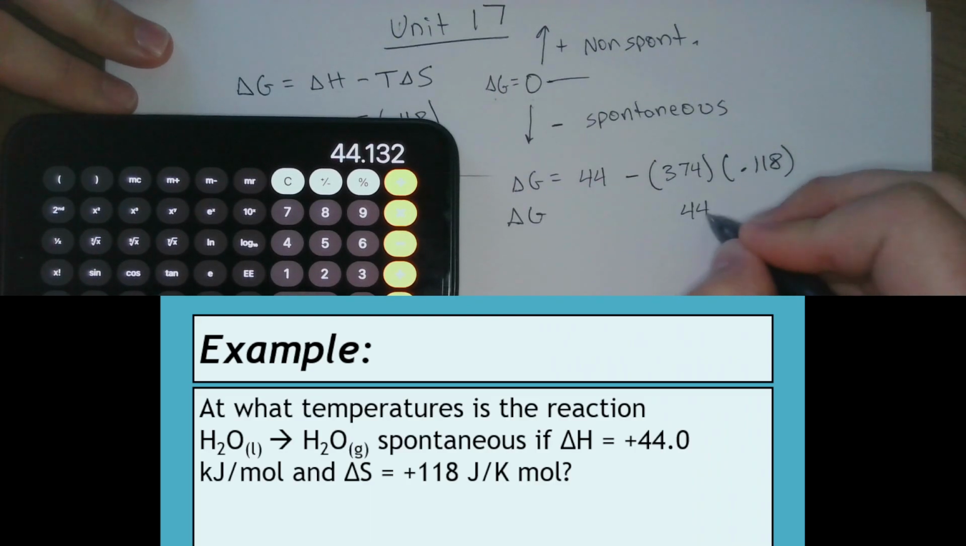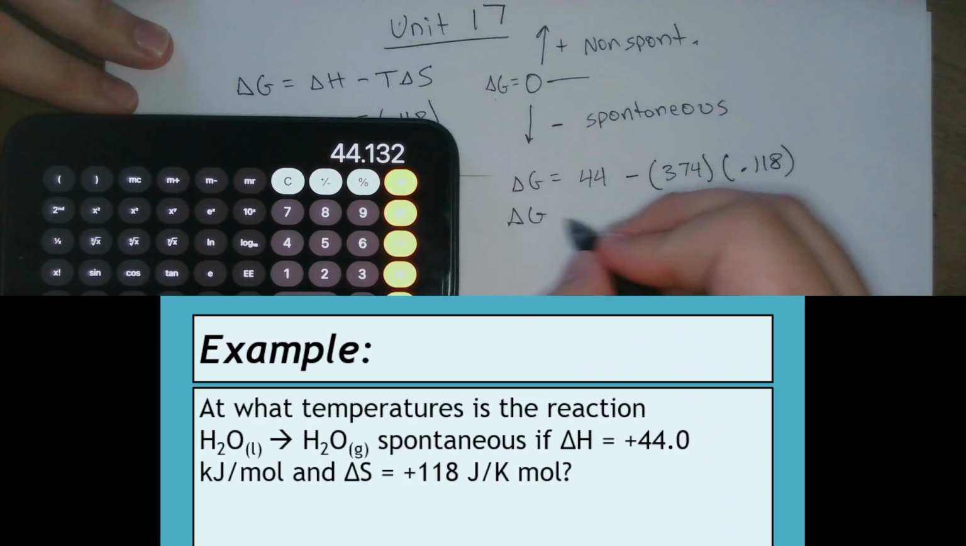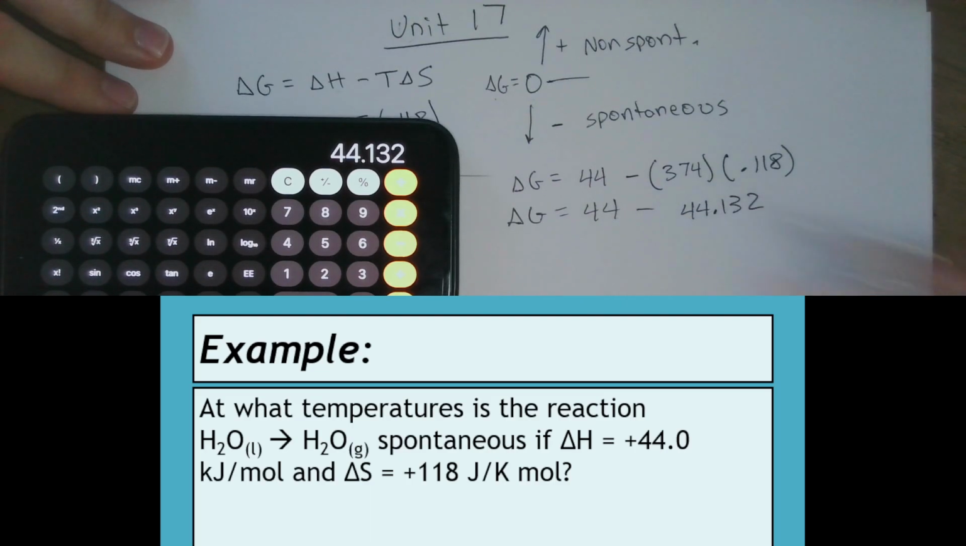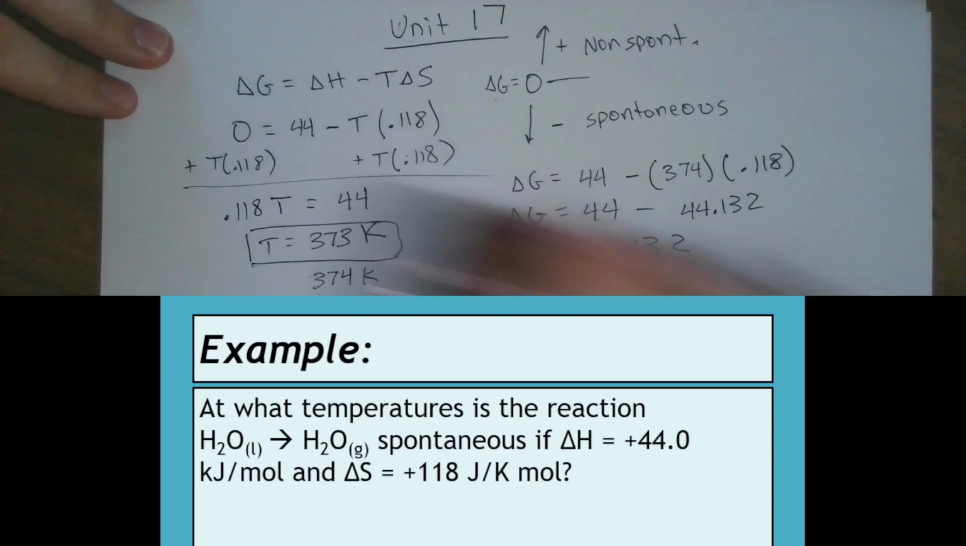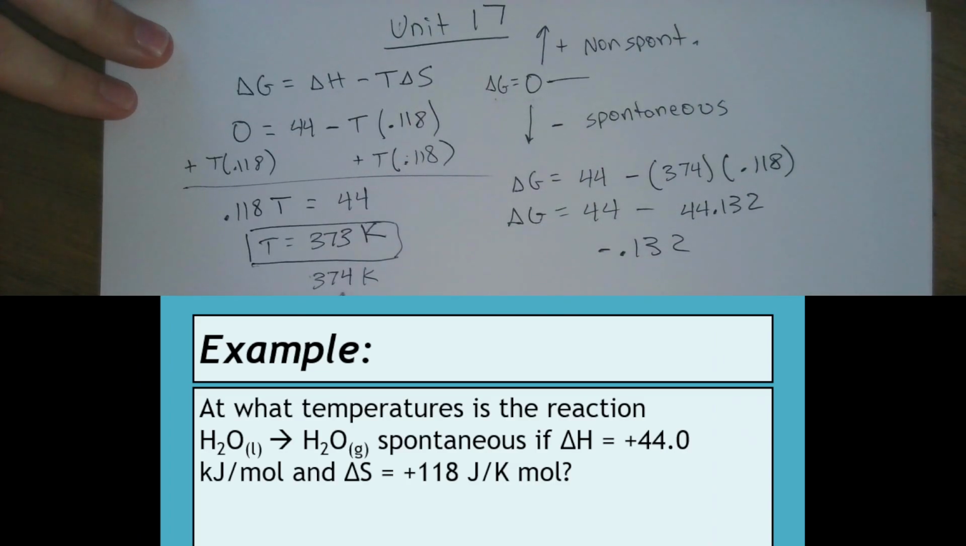is 44.132. So I have 44 minus that. This would be a negative 0.132. At 374, the reaction is spontaneous because this is negative. Okay, so that kind of proves our answer. We checked our work by plugging our numbers back into the question.